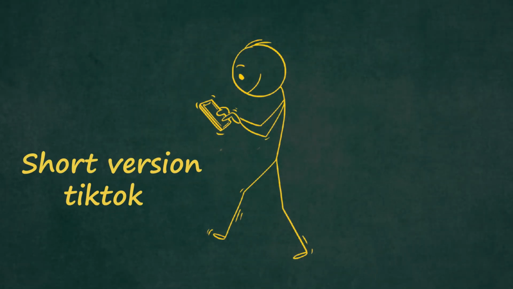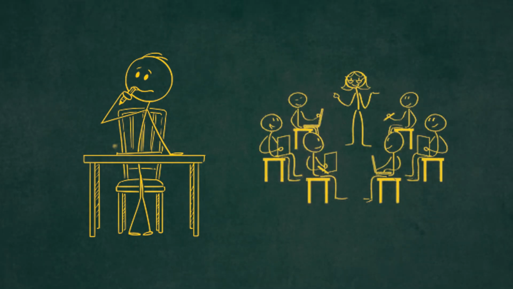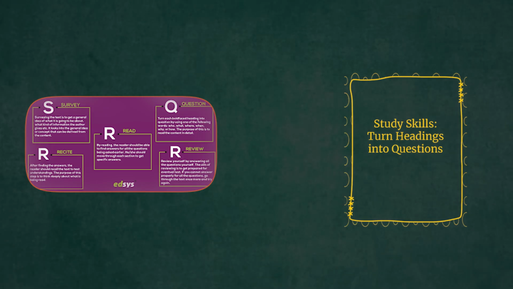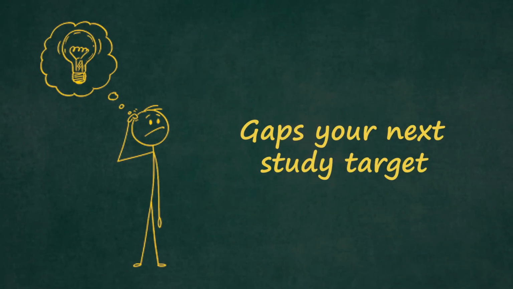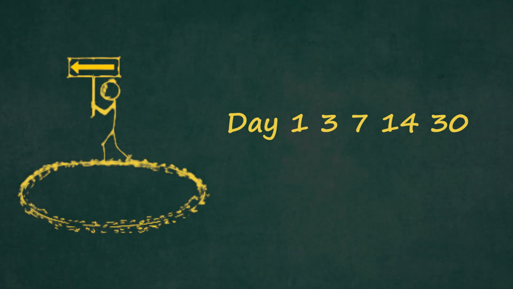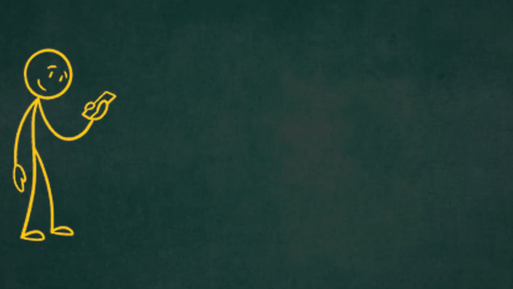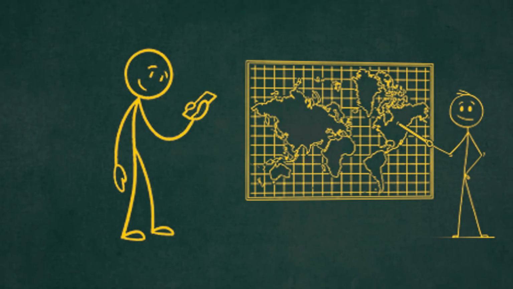Short version for reels and TikTok. Hours of study, zero recall. It's not you, it's your system. Use SQ3R to map the chapter. Turn headings into questions. Teach it like you're talking to a 6-year-old. Gaps equal your next study target. Lock it in with spaced repetition. Day 1, 3, 7, 14, 30. Test yourself. Don't just reread. Small, consistent reviews beat cramming. Smart beats hard. Start today. 15-minute map, 15-minute teach, 15-minute cards.